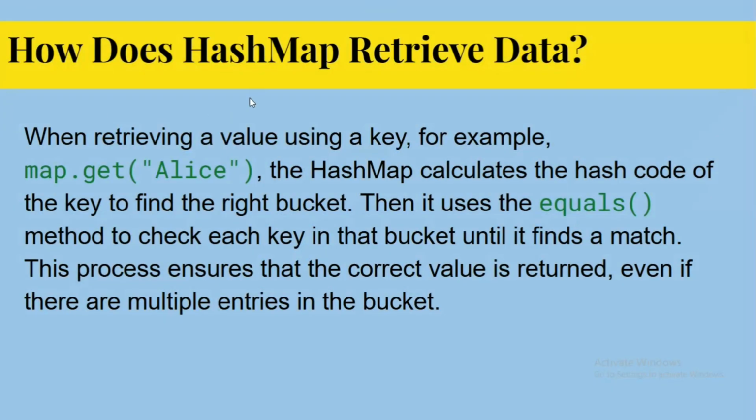How does HashMap retrieve data? When retrieving a value using the map.get method, the HashMap calculates the hashcode of the key to find the right bucket. Then it uses the equals method to check each key in that bucket until it finds a match. This process ensures that the correct value is returned, even if there are multiple entries in the bucket.